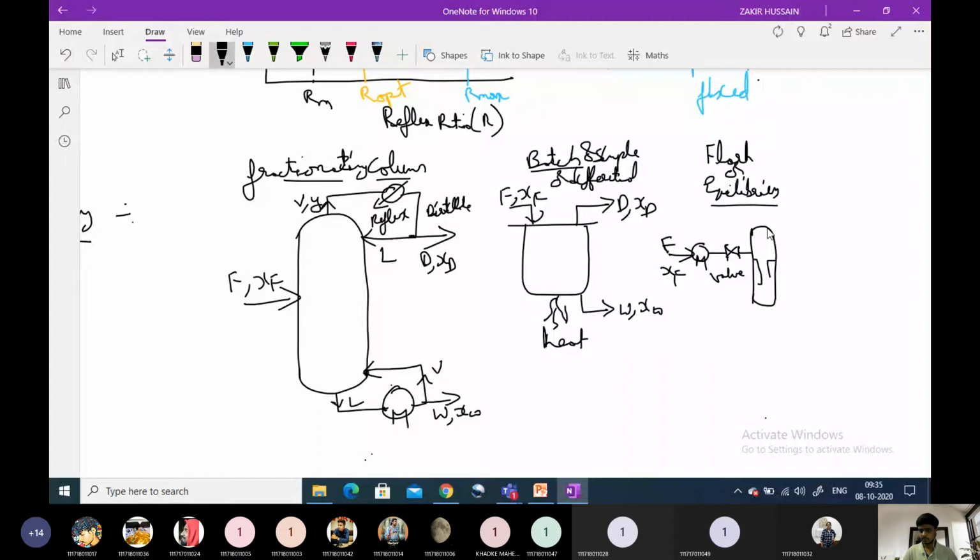Okay, flash or equilibrium distillation, in which the F moles are coming in, and vapors are coming out with Y composition, and liquid is coming out with X composition. These two types of distillation we have seen in unit 2. So what is the difference between these three types of distillation? First, you have to just see what is the difference between them.